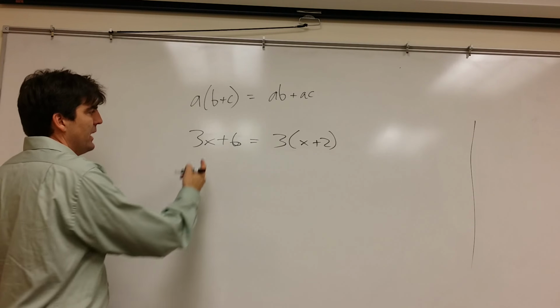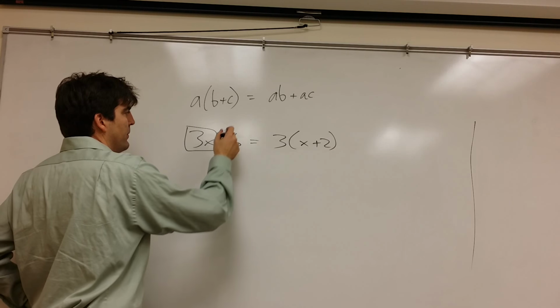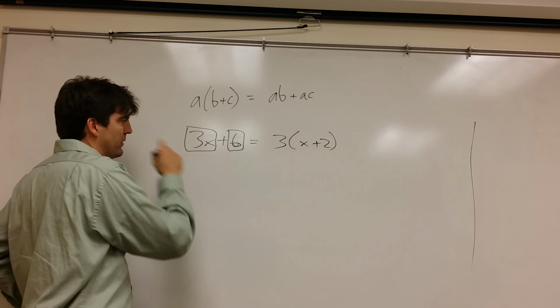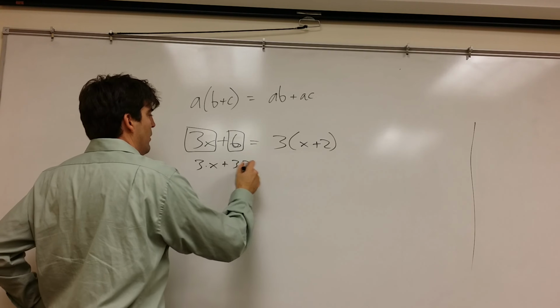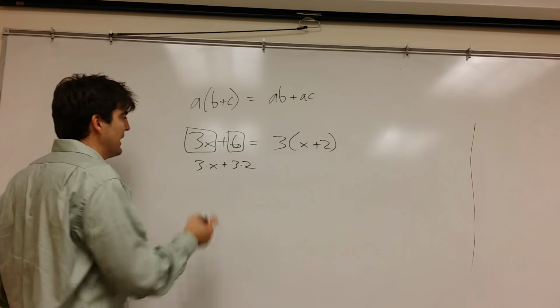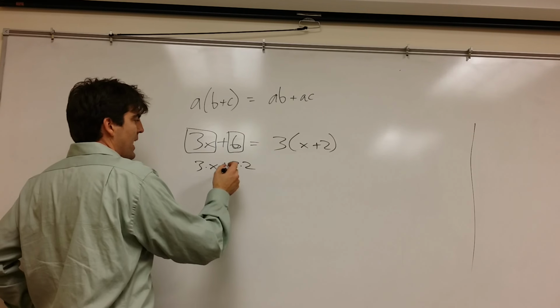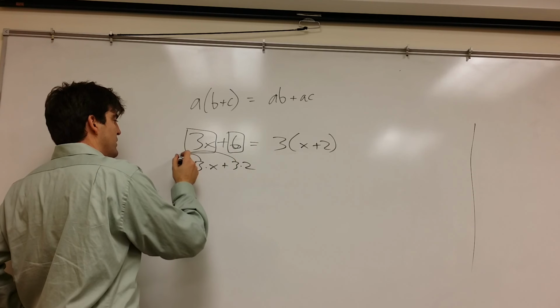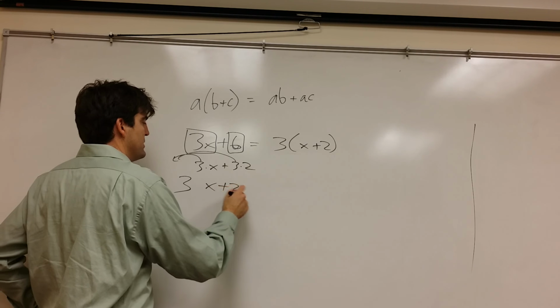Basically, we yanked the 3 out of both of those terms, right? This here is a term, this is a term. They both have a factor of 3 in them, factor being something multiplied to get it. So both of these have a 3 in them, so we can yank that out and make it 3 times x plus 2.